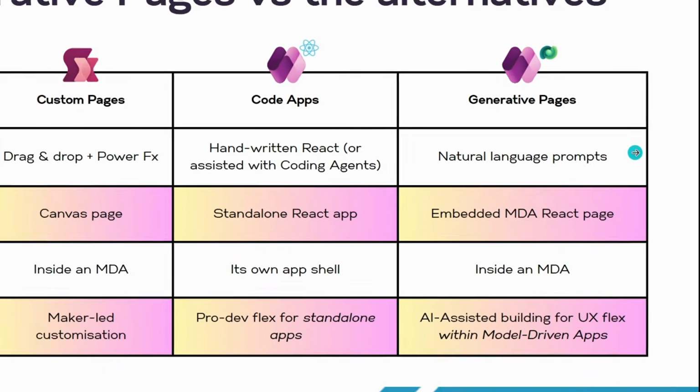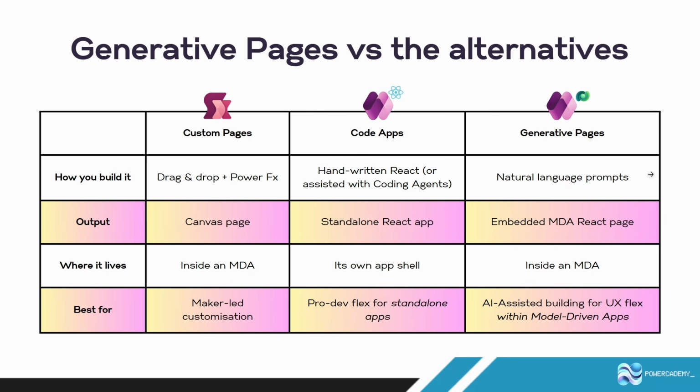And then, of course, we've got generative pages. So how you build it, really, the promoted way is through natural language prompts. The output is an embedded model-driven app React page. It lives within your model-driven app, and it's best for AI-assisted building when you want to extend the user experience of model-driven apps. So this is the real difference between the three.